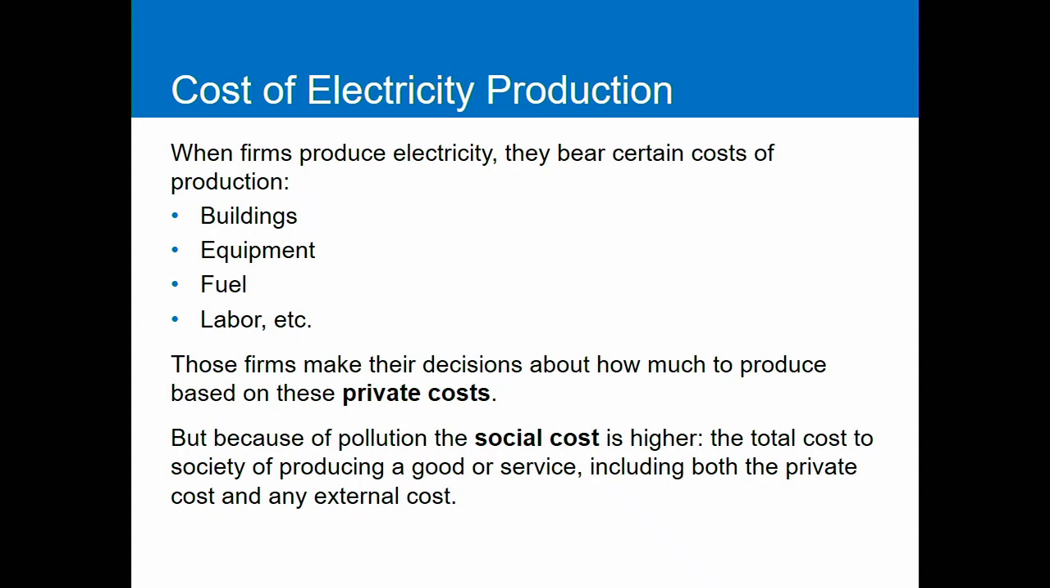So when firms produce electricity, they bear a lot of the cost of production. They pay for the buildings, they pay for the equipment that's being used, they pay for the fuel to actually generate the electricity, they pay for labor, all these sorts of things. These are their private costs. So they use all these types of costs to make their decision about how much electricity to produce. They're only concerned with the cost that they actually have to pay for, which makes sense. When we personally engage in transactions, we think of the costs and the benefits to ourselves. We don't think very much about the costs and the benefits to others.